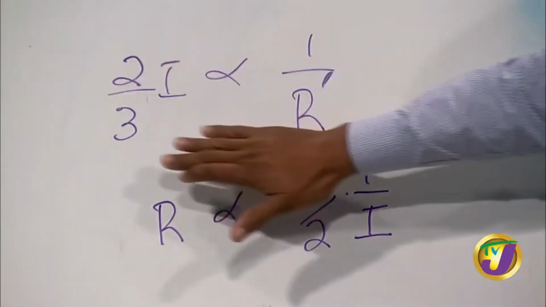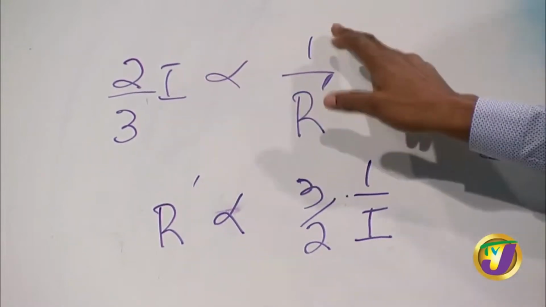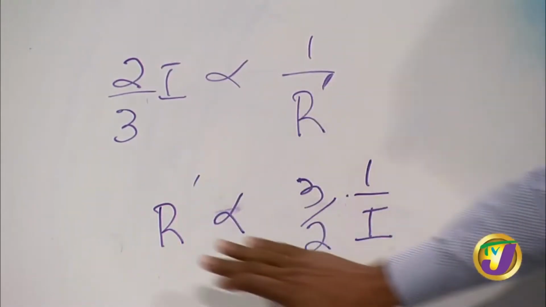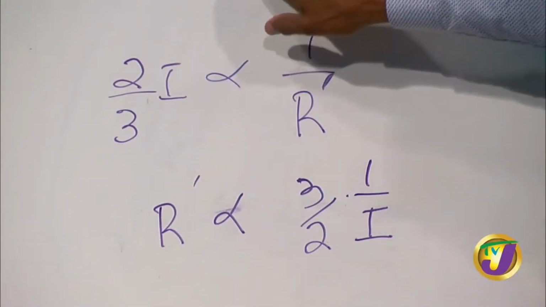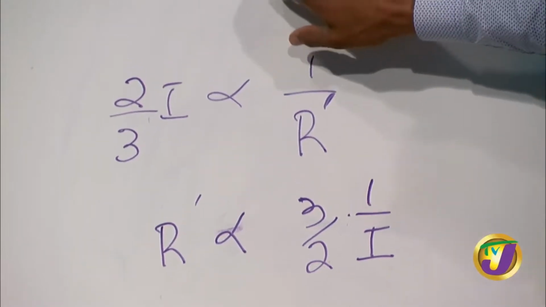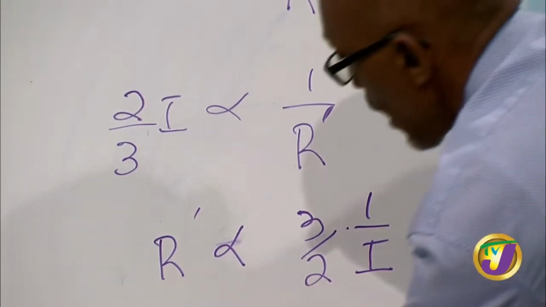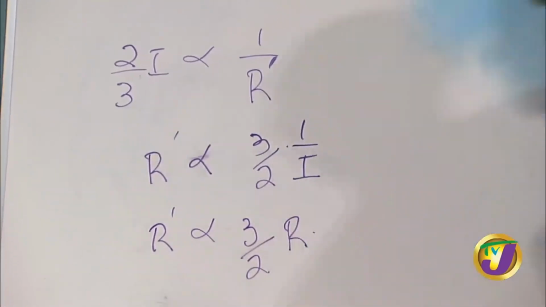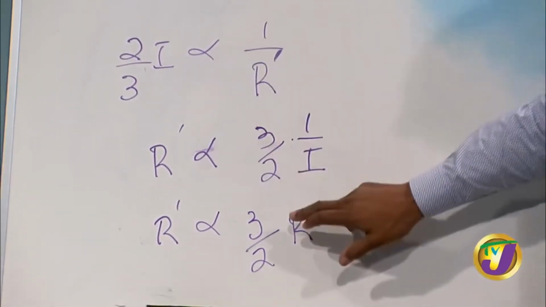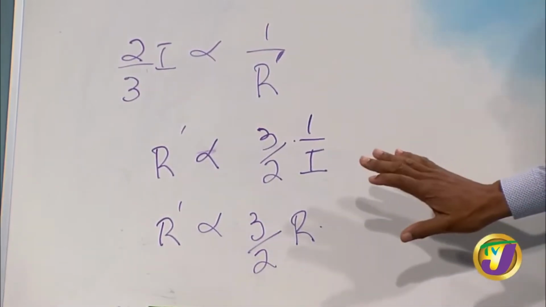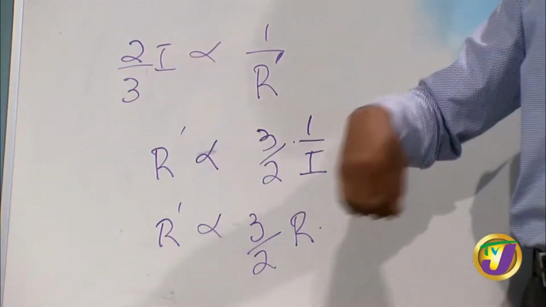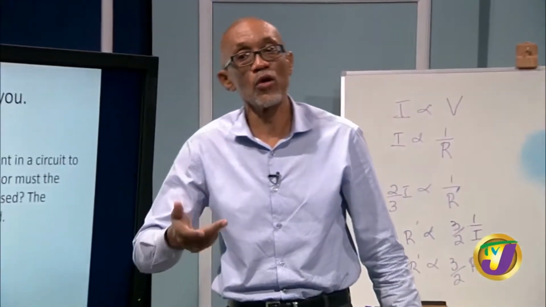It's just as though you had an equal sign, you can cross multiply with the 3, you can cross multiply with the 2, and you will get this equation. But what we know is that 1/I is proportional to R, all right? So R prime must be proportional to 3/2 R. So we must increase R by 1.5 times in order to reduce our current by 2/3. If we want to reduce our current by 2/3, we must increase our resistance by 3/2.